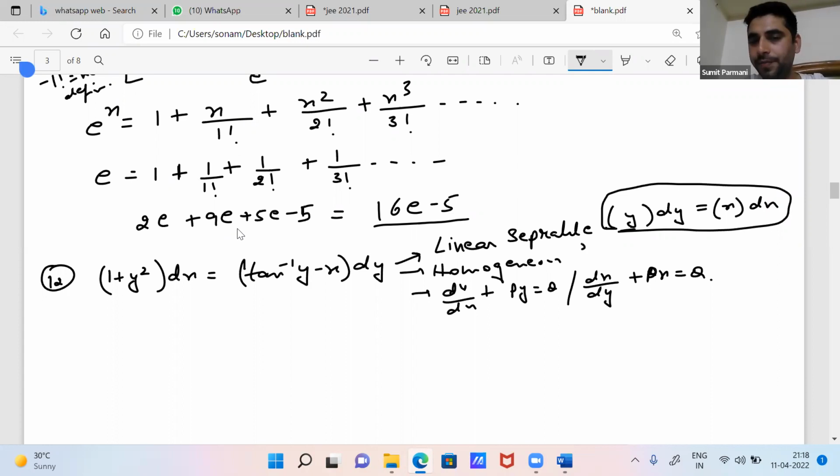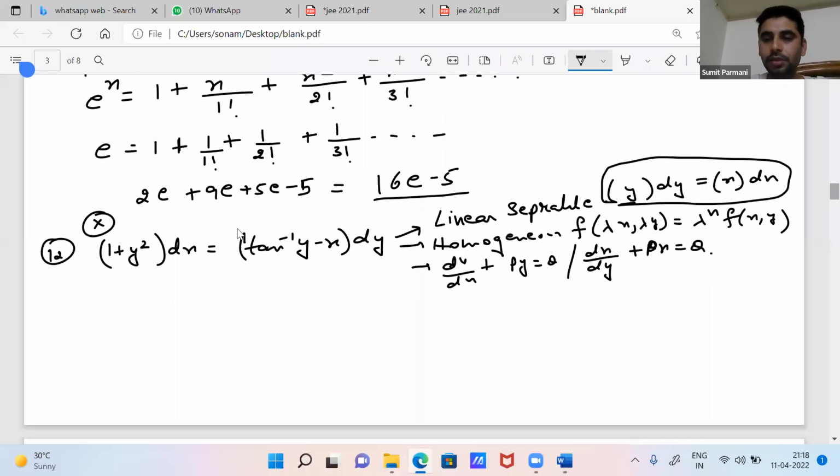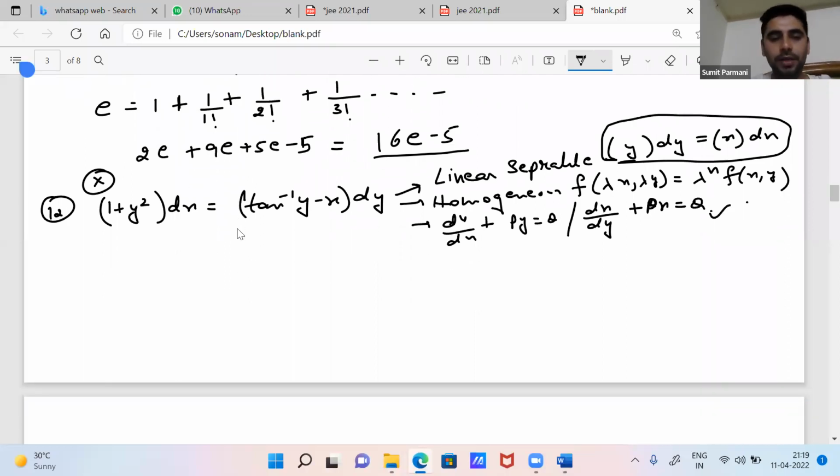Homogeneous, it is always given that f of lambda x comma lambda y should be equal to lambda raised to the power n f of x y. And we can see from the expression, we cannot separate this into parts containing only y and only x. Homogeneous, definitely it is not homogeneous. So we are going to try with the third part.